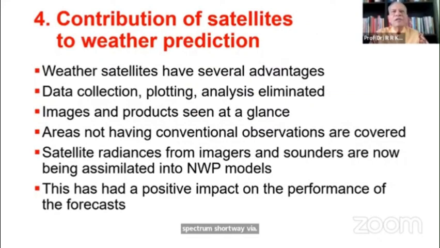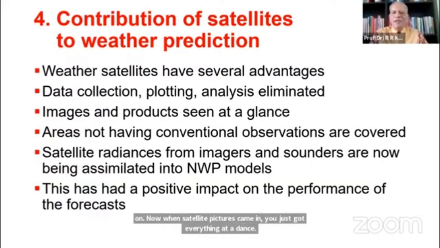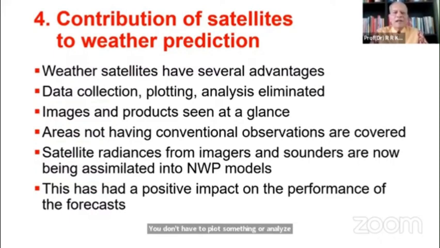So with all of these things, what really have satellites done to weather prediction? Well, they have several advantages. We know that very well. But the main advantage was that before satellites came into existence, everything was a long process which was done quite a lot manually. Data had to be collected, data had to be plotted on the chart, and the charts had to be analyzed by human beings, and so on. Now, when satellite pictures came in, you just got everything at a glance. You don't have to plot something or analyze something. You see the whole weather at a glance. And basically, areas which were not having conventional observation, where it was not possible to take observation, were all seen in that global image.